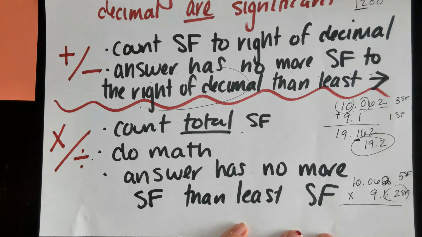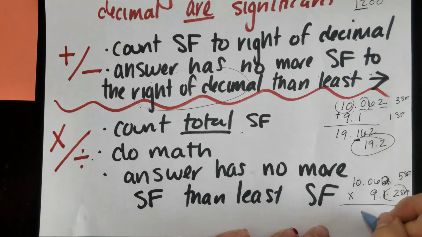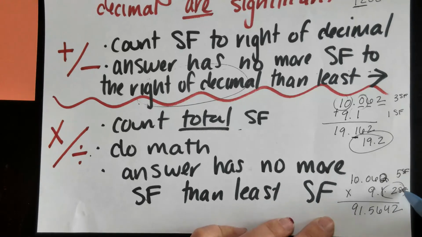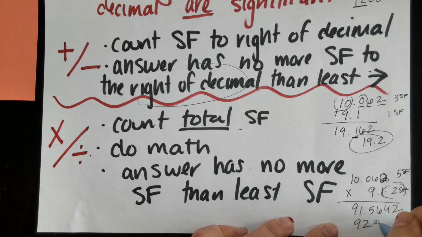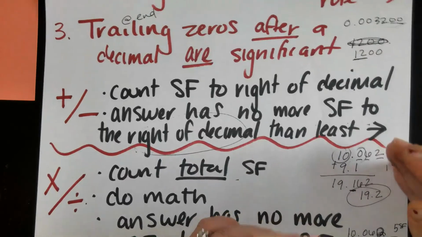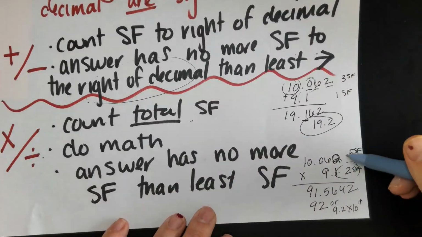10.062 times 9.1 gives me an answer of 91.5642. If my answer can have no more than 2 sig figs, I'm going to have to ask myself, what can I do? Can we round this to a whole number? Sure, we can make this 92. Or people a lot of times will say 9.2 times 10 to the first. People will give answers like that as well.